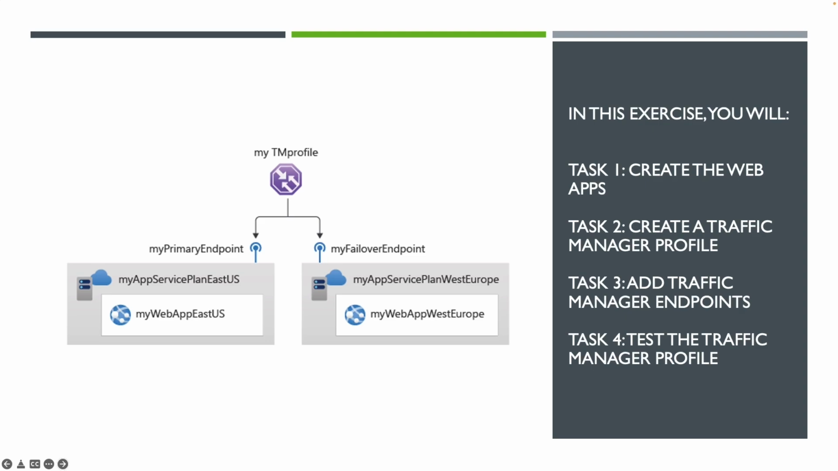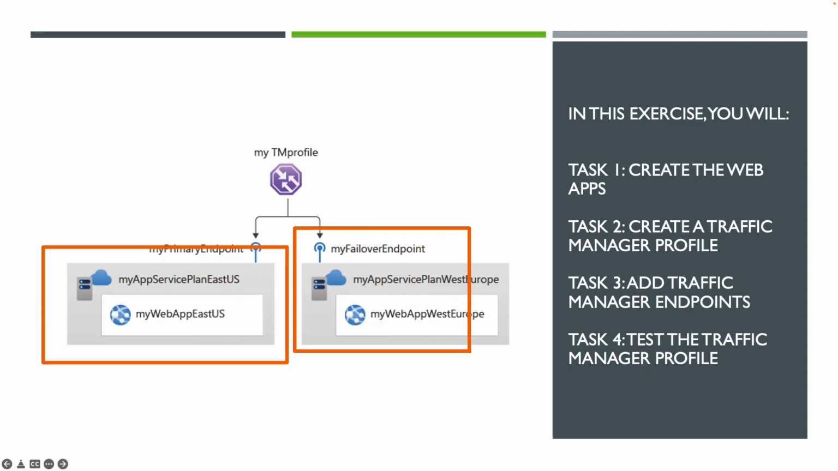In this exercise, we are going to create a traffic manager profile to deliver high availability for the company called Contoso Limited Organization's web application. We're going to create 2 instances of the web application and deploy them in 2 different regions, one in East US and another in West Europe. The East US region will act as the primary endpoint for the traffic manager and the West Europe region will act as the failover endpoint.